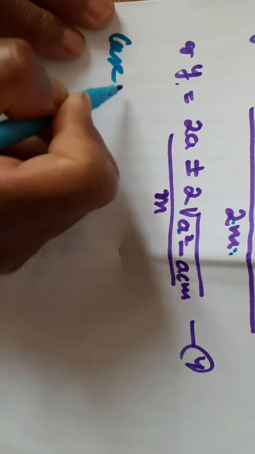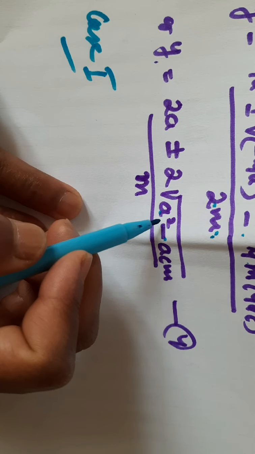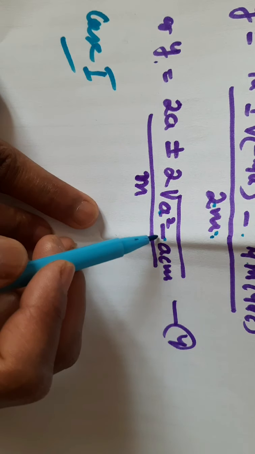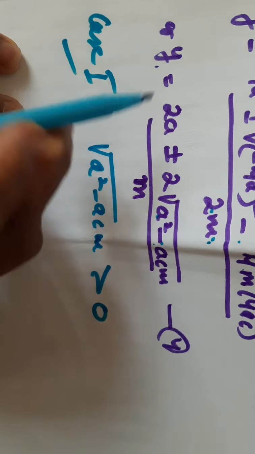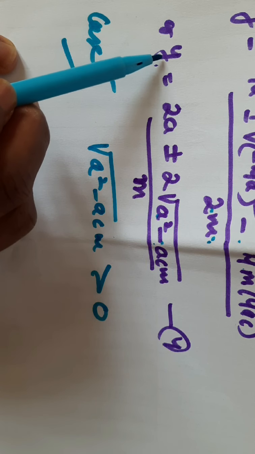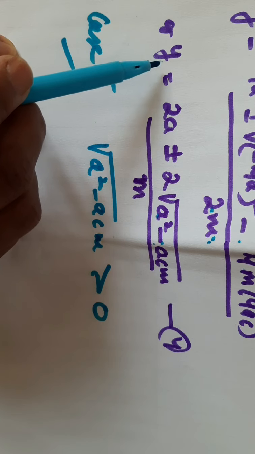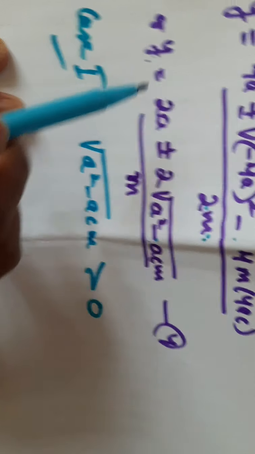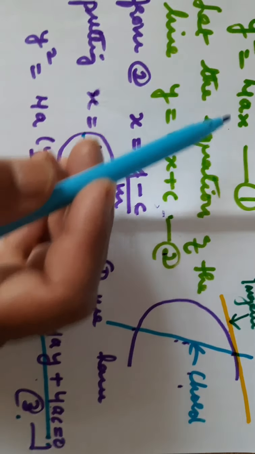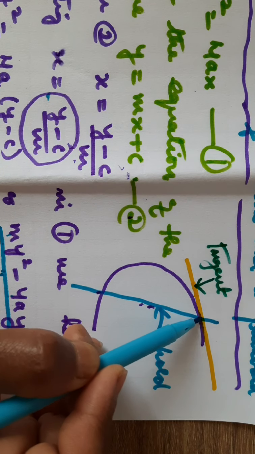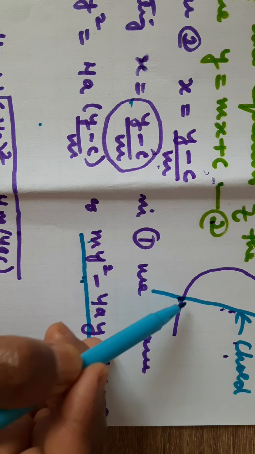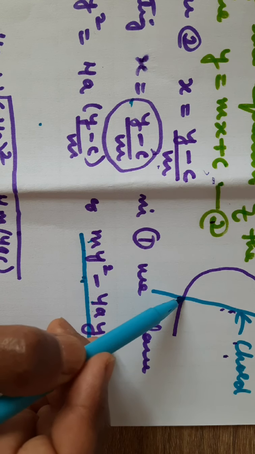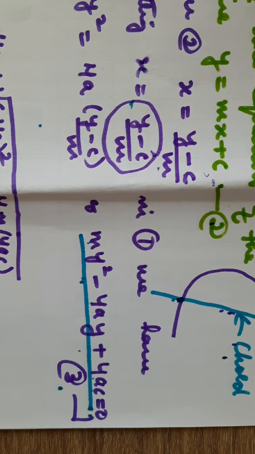Now case 1 is this one. If the value of the term inside the square root, a square minus acm, is greater than 0, then there will be two distinct values of y, or two roots for y. Those two values of y will give two different values of x, and therefore you will get the coordinates of the point of intersection of this chord at this point here, and another value of x and y will be the coordinates of this point here. Now case 2.